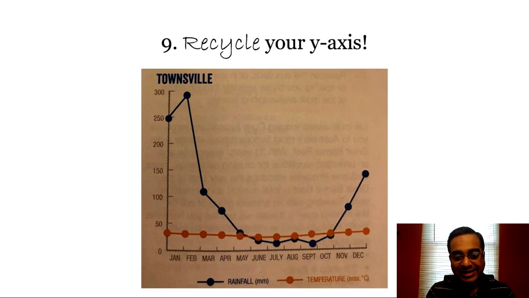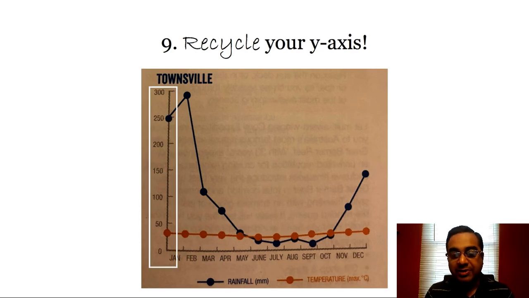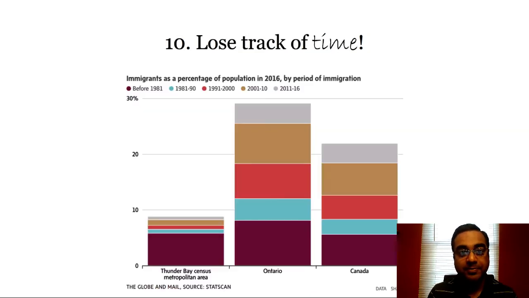My ninth one is very interesting, where the y-axis has been recycled. The rainfall and the temperatures are in 2 different units, however, the same axis has been used here. What is the result of that? The temperature almost looks like it is constant, whereas it is not, right? So it should have been 2 different graphs. But if you really want to screw up your story, this is the way to do that.